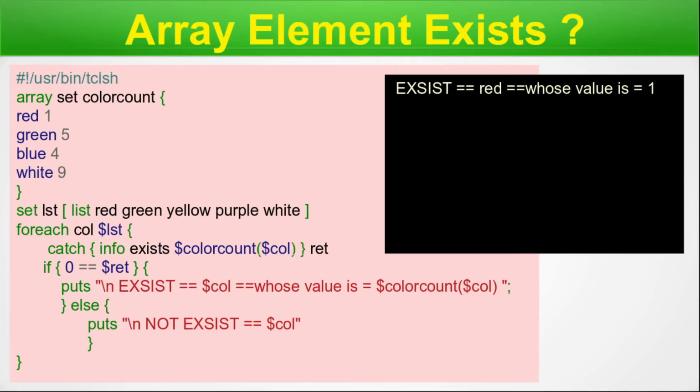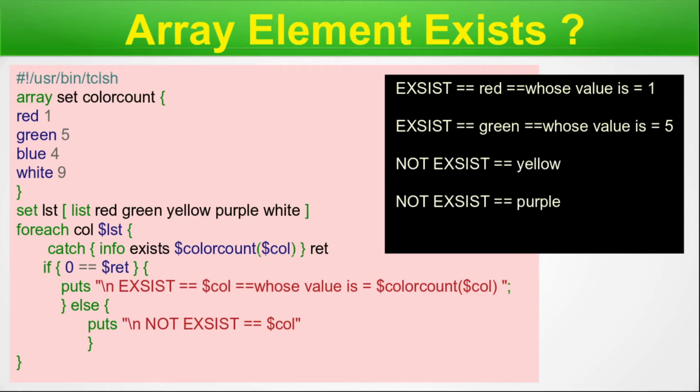Remember, it is iterating over the list, which we have done separately. First it goes to red, and it exists, and the corresponding value is 1. Green exists and the corresponding value is 5. Yellow does not exist, purple does not exist, and white exists and its value is 9. So here you can see how two different sets of data are there: one is a list, another is an associative array, and we are checking whether elements of the list are present or not present in the associative array.